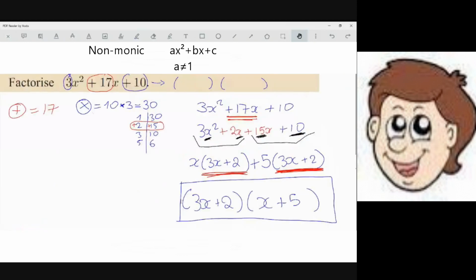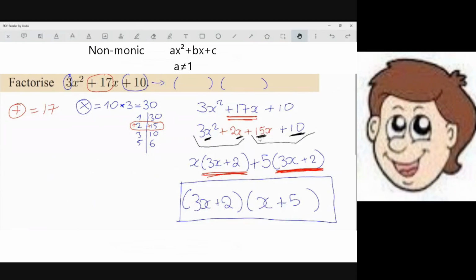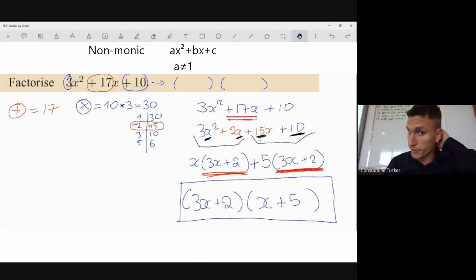Yes? May you go back one second? When you split 2x plus 15x, can we choose 3x plus 14x, or does it need to be 2x plus 15x? It needs to be 2x plus 15x. We need to use the two numbers that we found in the previous part, the 2 and the 15, because otherwise this trick is not going to work. We have to use the pair we found, the pair that adds to give us 17 and also multiplies to give 30.